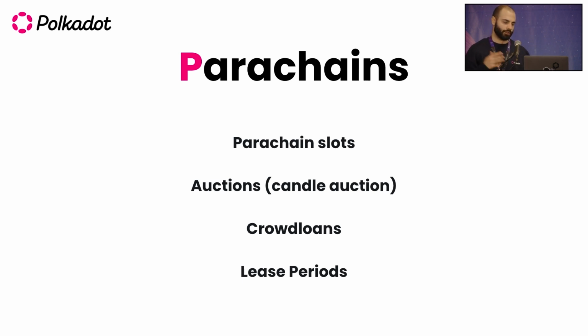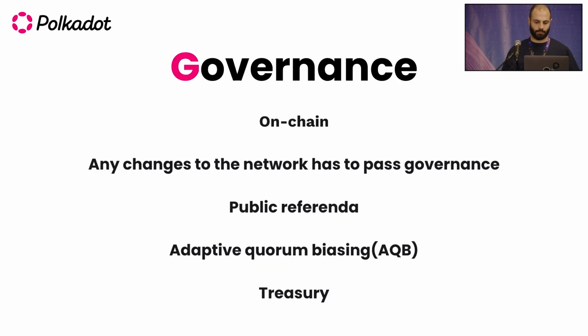The Polkadot network auctions off lease periods. So there's a certain amount of time the parachain stays on the relay chain, and then when that lease period is over, they have to keep occupying it by running into new auctions.